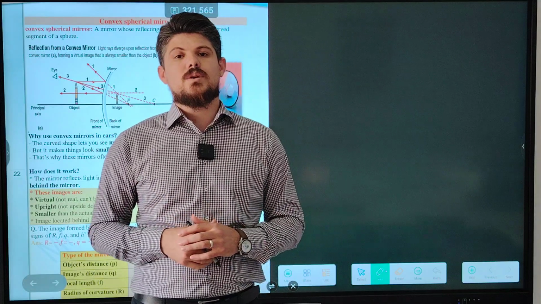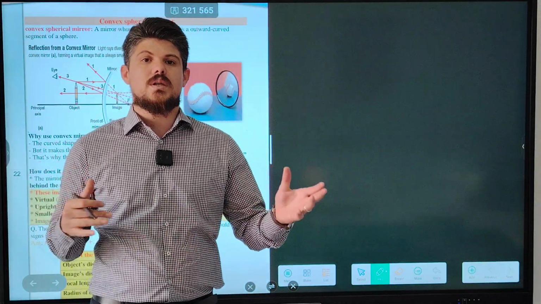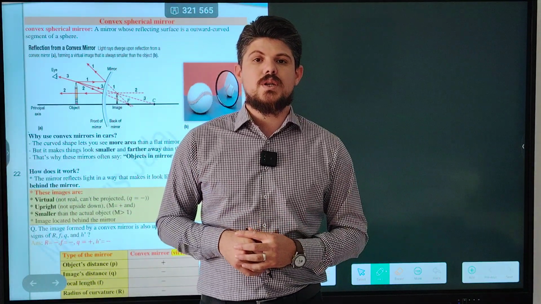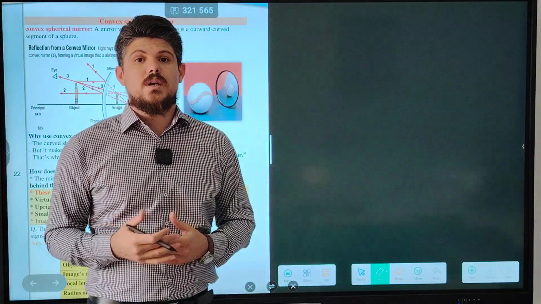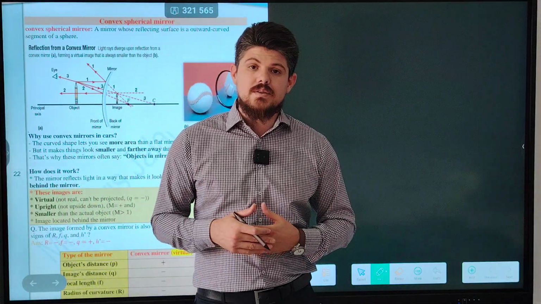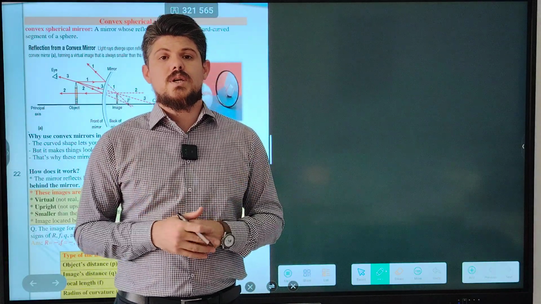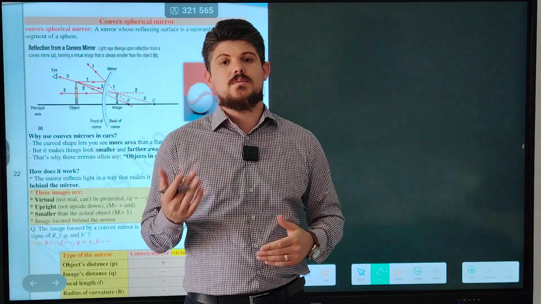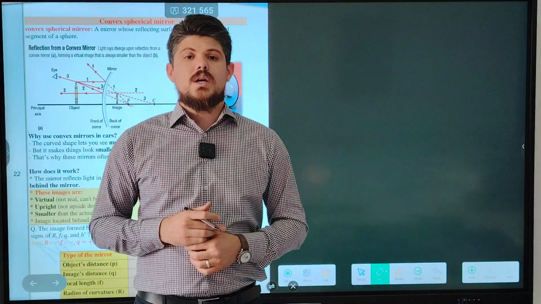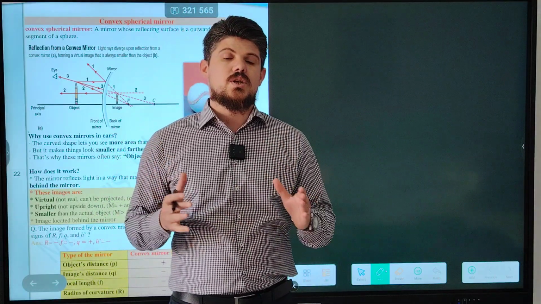In the second type of mirror, spherical mirror, if you remember, we said that we have two different types of spherical mirror, concave spherical mirror and convex spherical mirror. Yesterday, in a previous lesson, we focused on the concave spherical mirror. In a concave spherical mirror, the image is sometimes virtual and sometimes real. It depends on the position of the object.